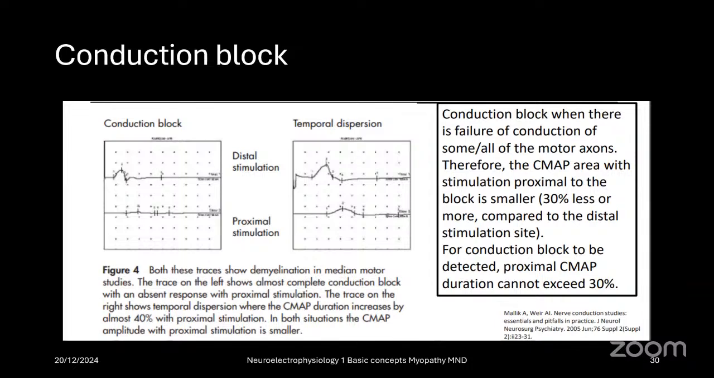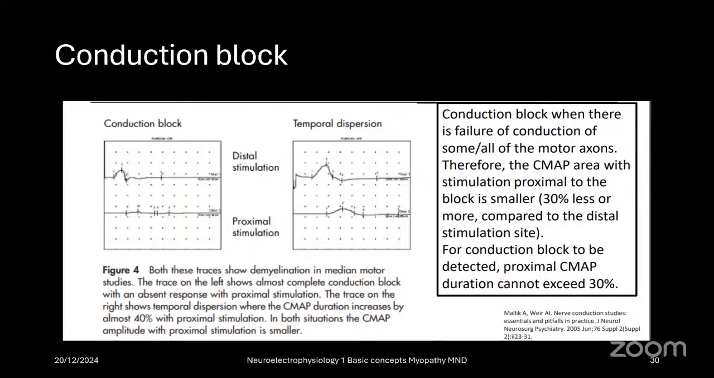And here the CMAP duration increases by almost 40% with proximal stimulation. In both these situations, the CMAP amplitude with proximal stimulation is smaller. So obviously there is a conduction block, and that says it is a demyelinating polyneuropathy. Conduction block is when there is failure of conduction of some or all of the motor axons. Therefore, the CMAP area with stimulation proximal to the block is smaller, that is 30% less or more compared to the distal stimulation site.